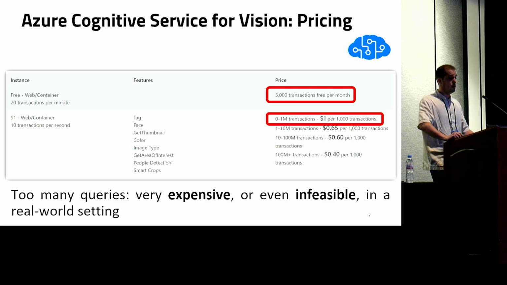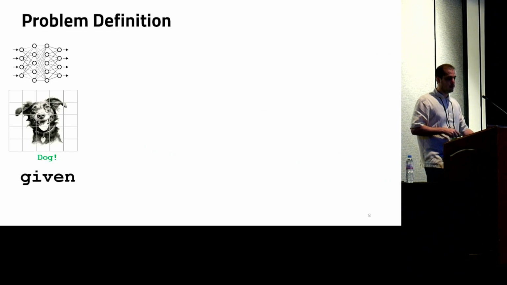For example, many online classifiers allow the user to pose a limited number of queries for free per month, and then the users need to pay for every extra query. For example, you can see here the Microsoft Azure Vision API pricing, which allows at most 5,000 queries for free per month. All of this raises the question, can we compute one-pixel attacks with only a few hundred queries?